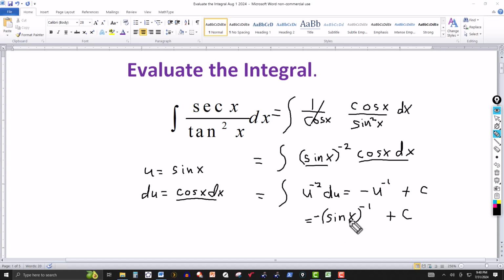I could look at sine of x to the -1 as 1 over sine of x, but 1 over sine of x is your cosecant. So I can also rewrite this as minus cosecant of x plus the constant of integration. I could give this answer right here, or I could give it in terms of cosecant and give this answer.